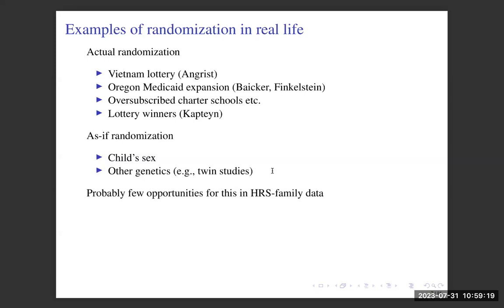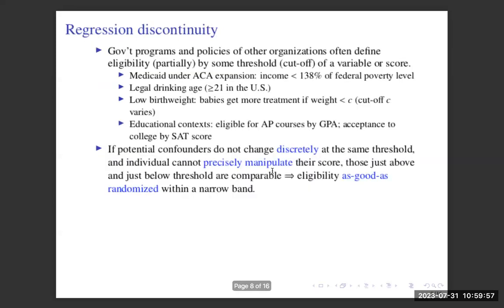And there is other genetics as well. There are lots of twin studies where you combine monozygotic twins with dizygotic twins. I hope I say that correctly. So what you know from how genetics works tells you something about this. And there are probably few opportunities for this kind of randomization in the HRS family. So as you have come to realize by now, I'm the party pooper telling you that everything is impossible.